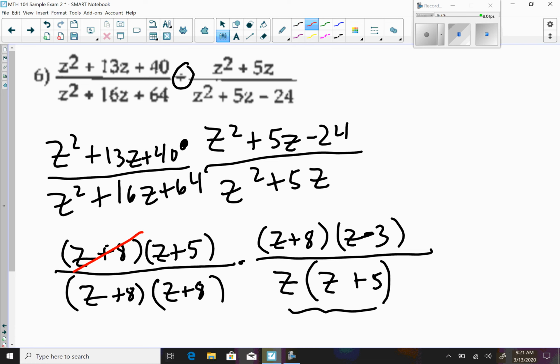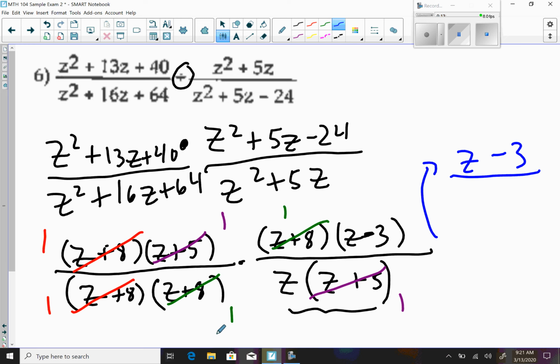z plus 8 divided by z plus 8 is 1 over 1. z plus 5 divided by z plus 5 is 1 over 1. z plus 8 divided by z plus 8 is 1 over 1. Multiply what's left. 1 times 1 times 1 times z minus 3 over 1 times 1 times z times 1. z minus 3 over z is the answer.